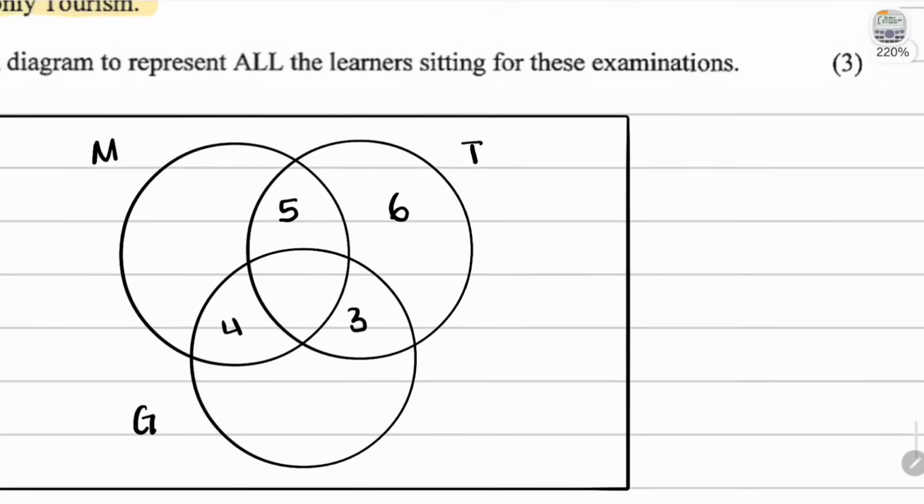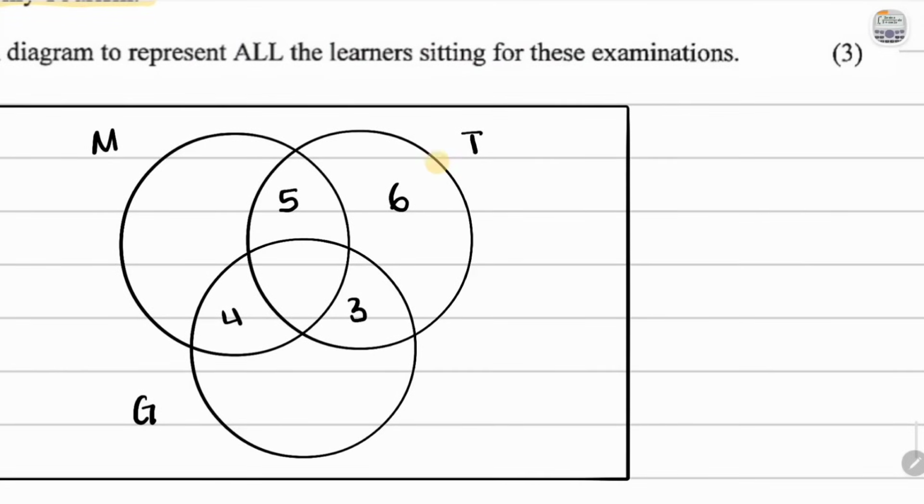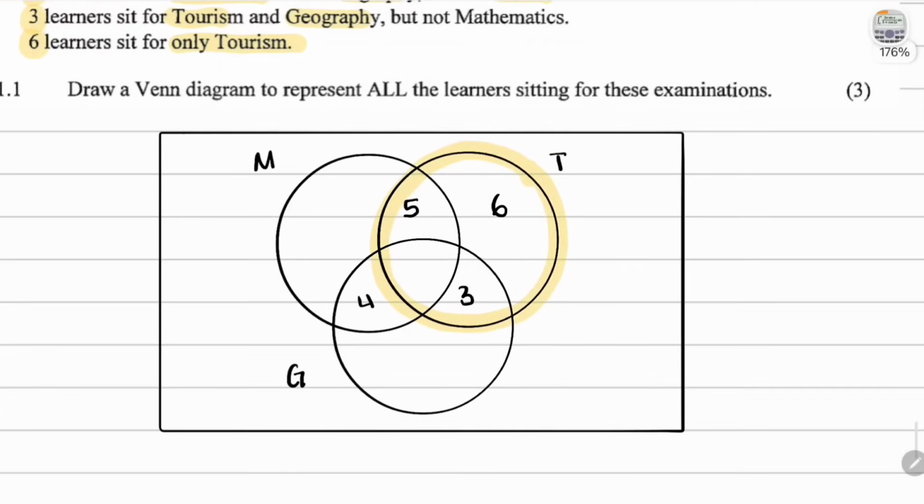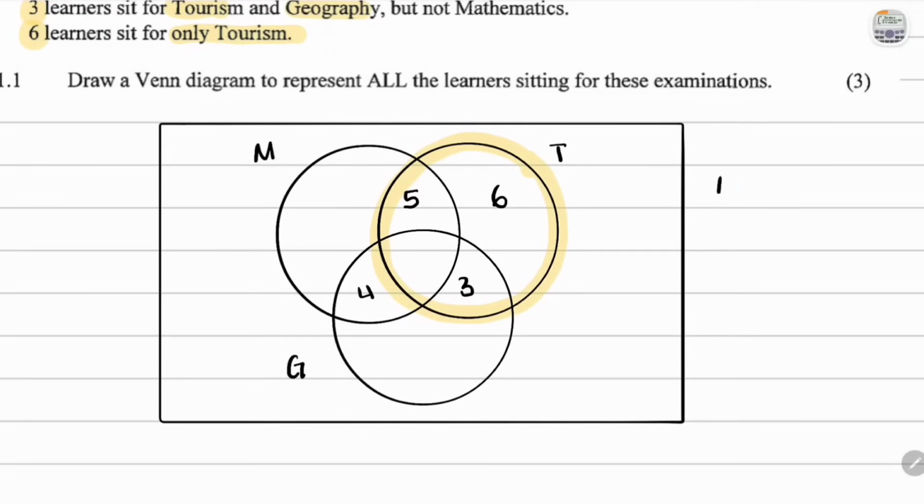Okay, so do we have an intersection or do we have a means of finding that intersection? It seems like we do, because they say the total number of learners sitting for tourism is 16. Now, this is what this means. The total number of learners, meaning regardless of whether they sit for geography and maths, they sat for tourism. So they sat for maths and tourism, they sat for tourism and geography, but they all sat for tourism. So if this adds up to 16, then we can actually find out what this middle is.